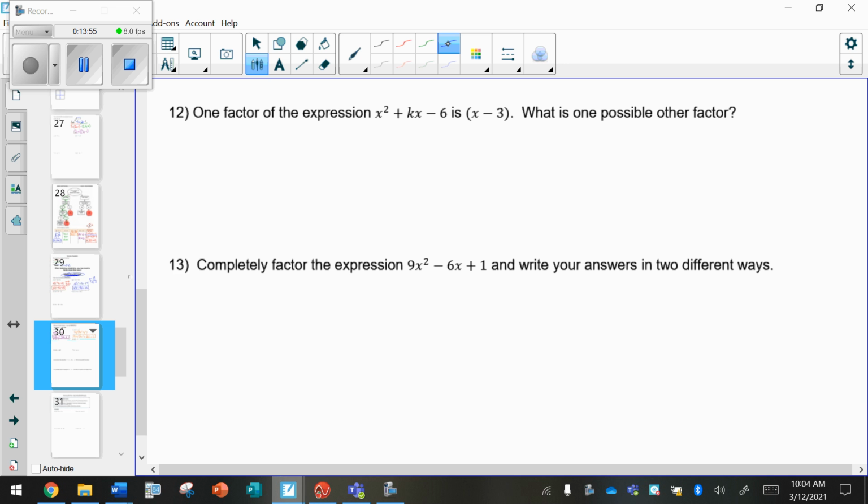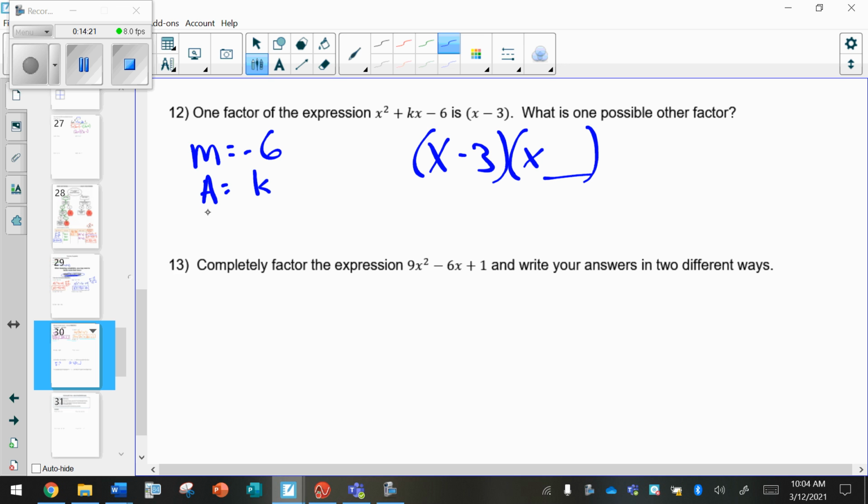They're telling you that you have an expression x squared plus kx minus 6, and x minus 3 is one of the two possible factors. So that means when all is said and done, we have x minus 3 and x plus or minus some other number. Based on the type of factoring we've been doing, we know that we're looking for two numbers that multiply to be negative 6 and add up to be our unknown value of k. There's our negative 6, that's the multiplication number. There's k, that's our addition number.